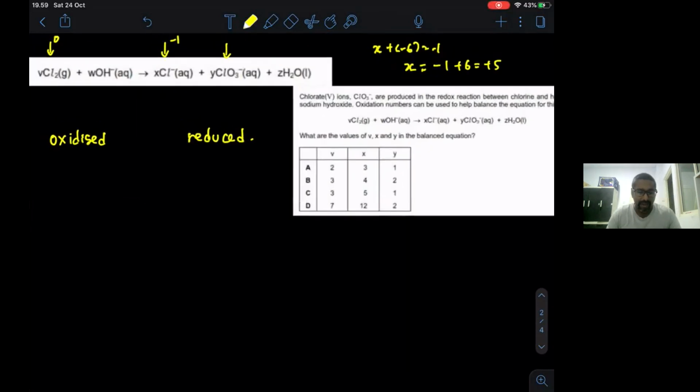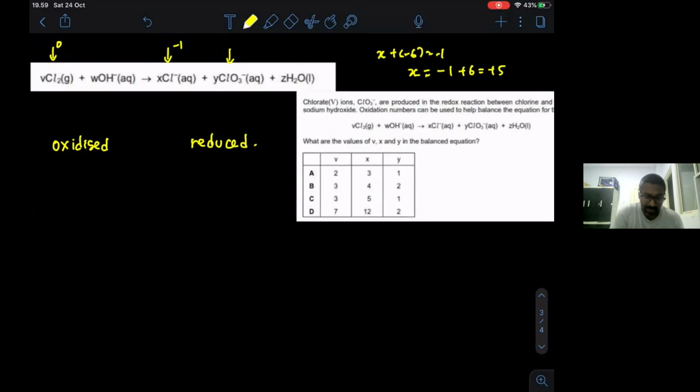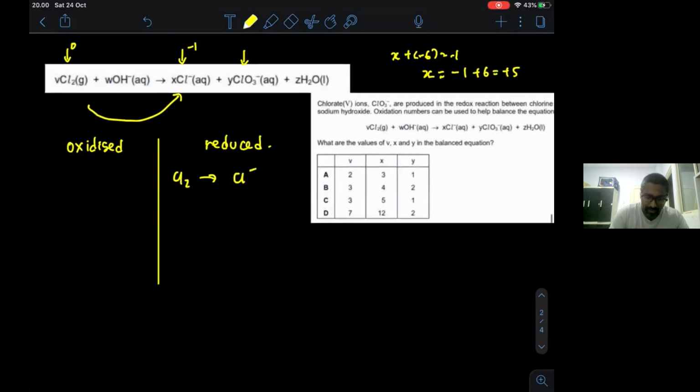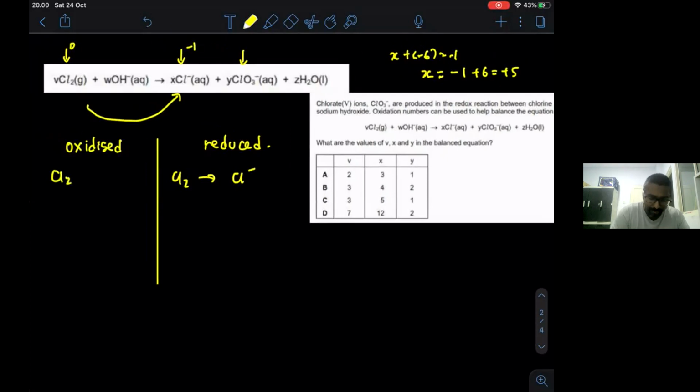Here I have Cl2 changing into Cl minus. This one is a decrease in oxidation number, so therefore it's a reduction reaction. So if I put Cl2 to give you Cl minus, that's reduced. And if I write down the oxidation, I'll put Cl2 again, and they are going to give us ClO3 minus. Here we have calculated: this one is 0, this one is -1, and this is +5 for the Cl.